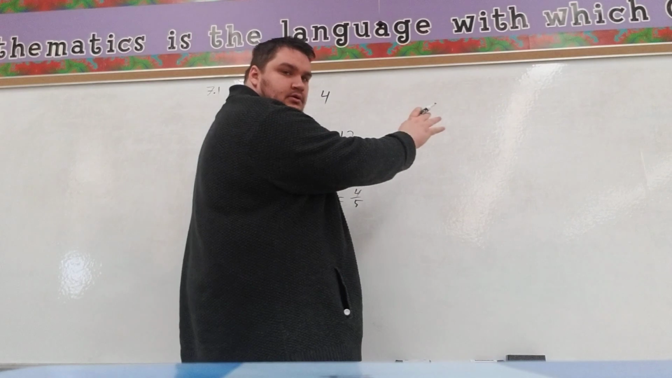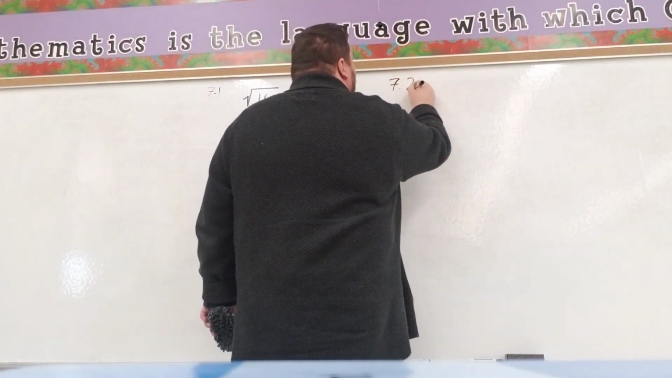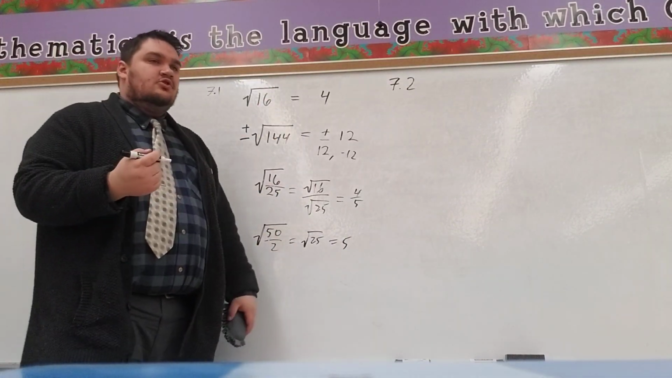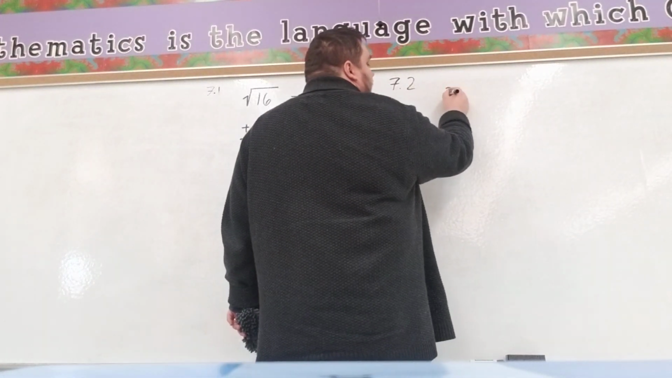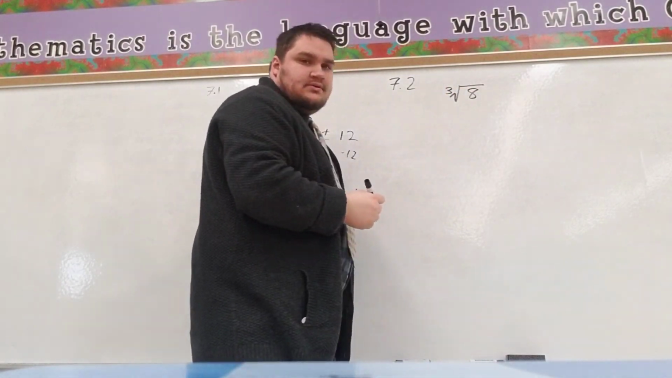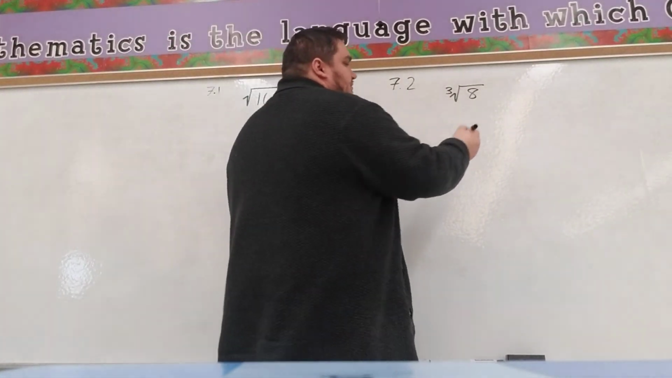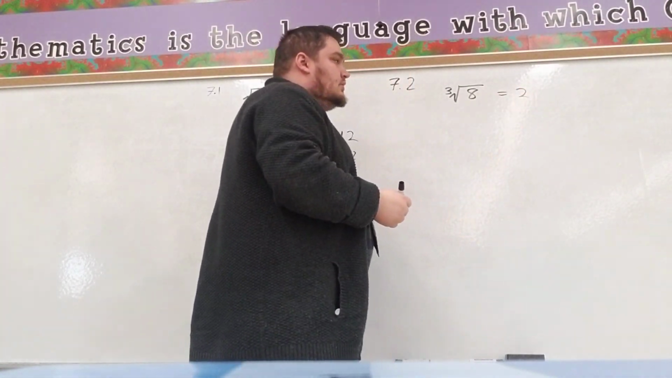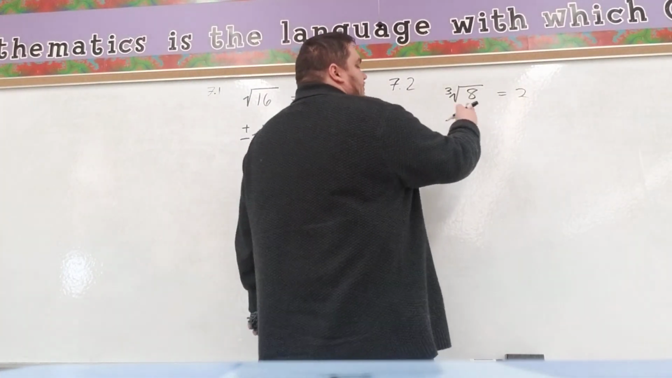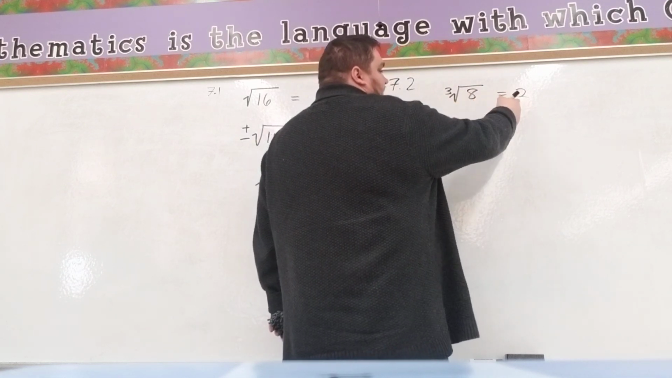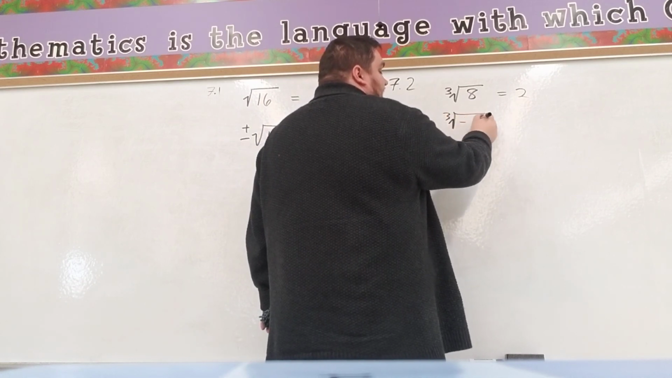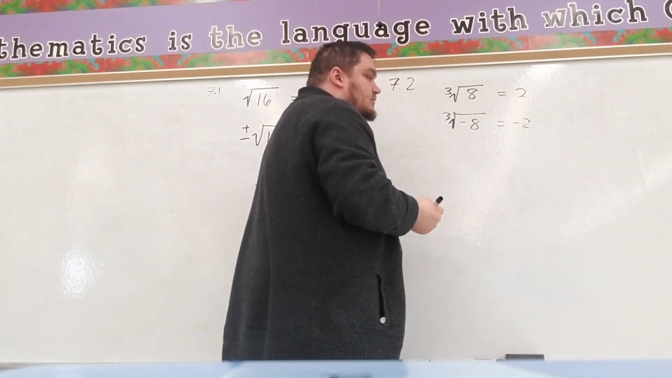Do I have enough room over here? Yeah. All right. Section 7.2, basically the exact same thing as this, but it dealt with cube roots. So the third root, for example, of 8. The third root of 8 is equal to 2. Now I don't have to worry about the positive or negatives. There is only one cube root of 8, and it's positive 2. The cube root of negative 8 would equal negative 2.